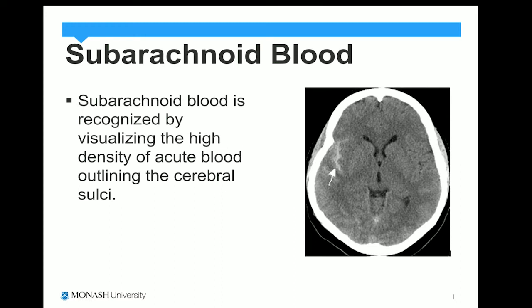Subarachnoid bleeding is recognized by high densities within the cerebral sulci, and here we can see this is where the sylvian fissures normally are, and we can see that there is blood within that sylvian fissure.